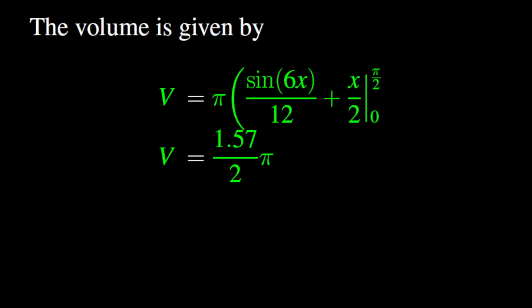Evaluating the antiderivative from 0 to pi over 2 of pi times the fraction sine of 6x over 12 plus x over 2 gives us the volume of the solid, which is pi times 1.57 over 2. Therefore, the volume of the solid is pi times 1.57 over 2.